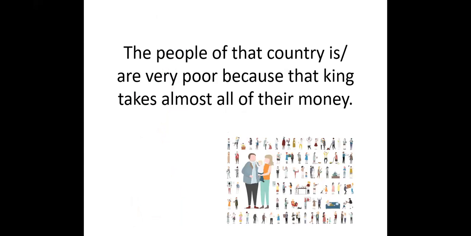The people of that country was or were. If you want to give the message of the whole group, we use is or was. But if you want to talk about every single one of the people in that society, then we can also say the people of that country were very poor because that king always took, usually took almost all their money.